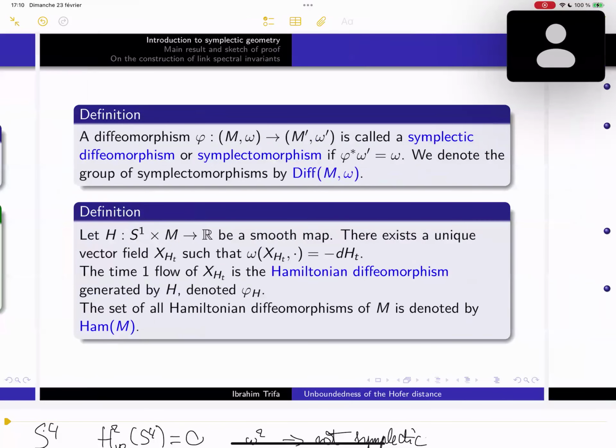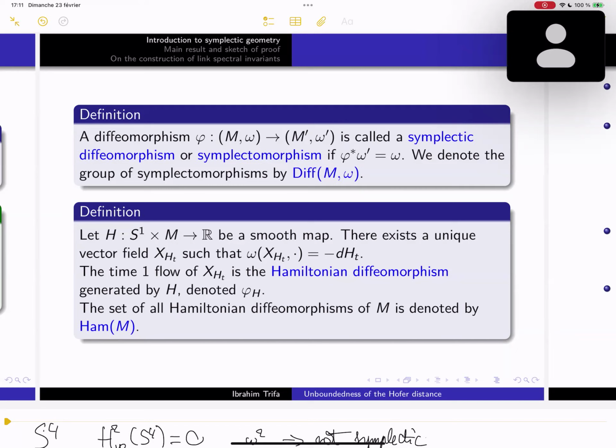Now that we have defined our manifolds, we can define maps between them. We will say that a diffeomorphism between two symplectic manifolds M and M' is a symplectomorphism if it preserves the symplectic form. An important kind of symplectic diffeomorphism that we will be interested in is the case of Hamiltonian diffeomorphisms.